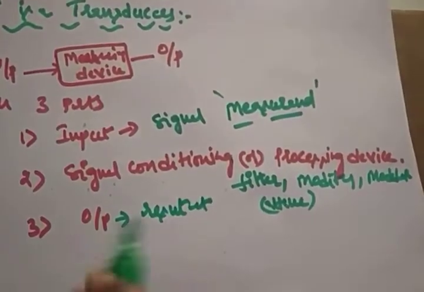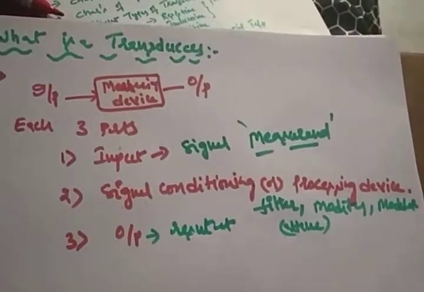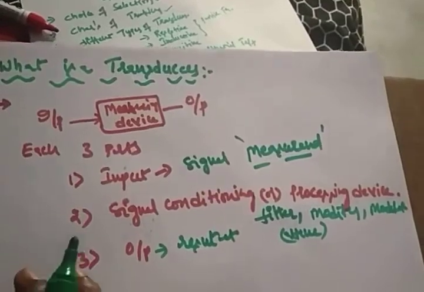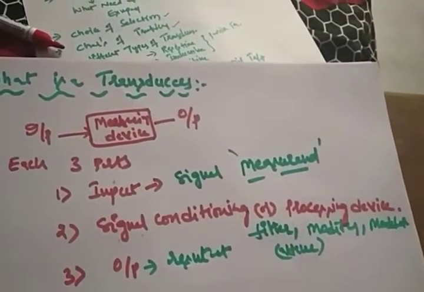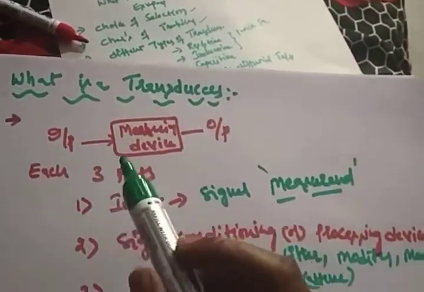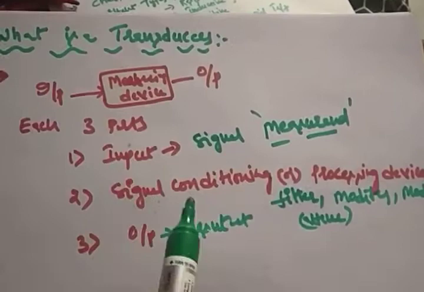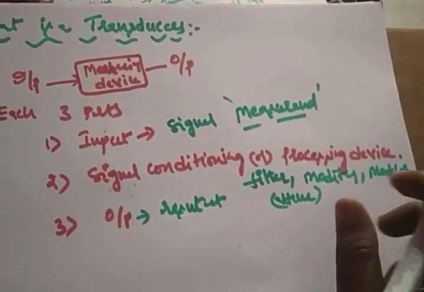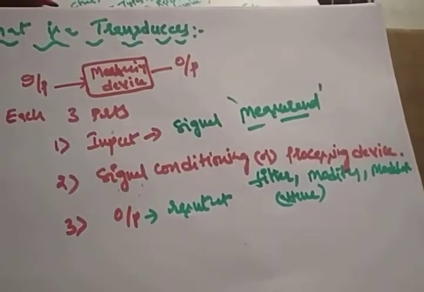After that, we get the resultant, which we call the output device. Each and every electronic instrument basically has different types of components, so we can divide the instrument into 3 parts. What are the parts? The first part is the input, the second part is a signal conditioning or processing device, and the third one is an output device.